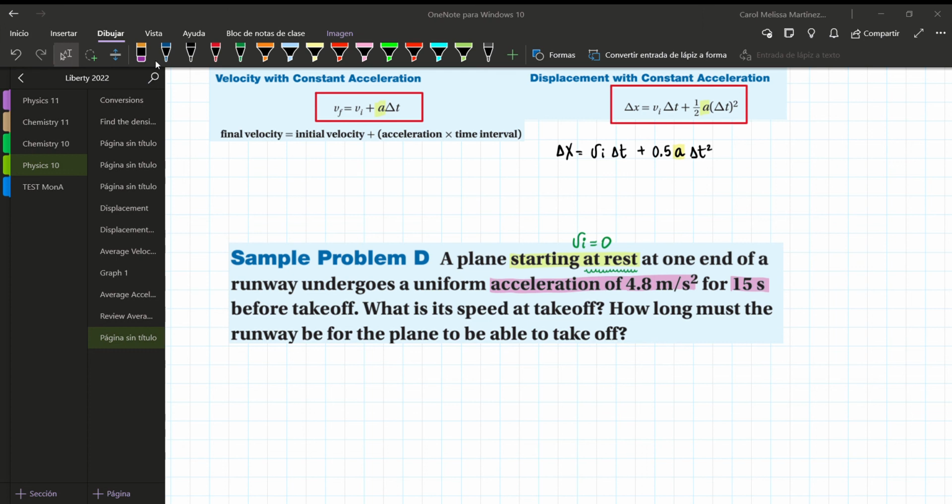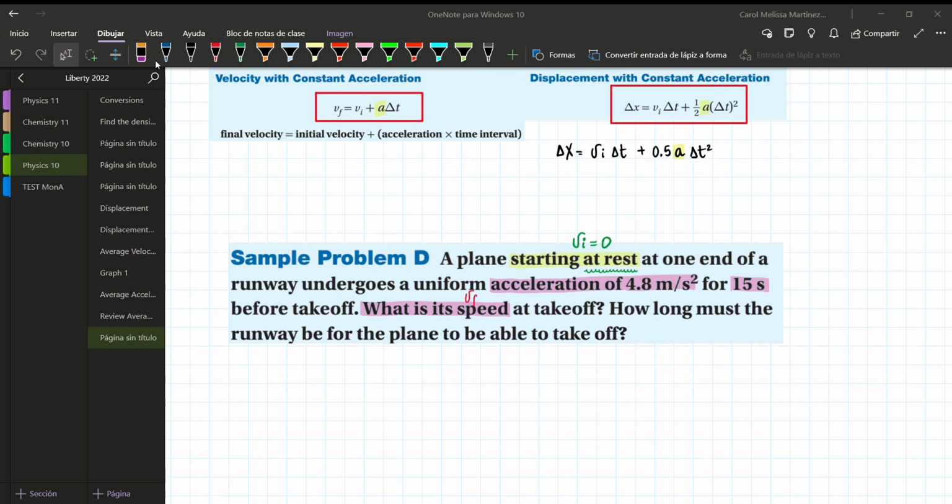What is its speed at takeoff? What is the problem asking me to find here? What is its speed? What am I looking for? Velocity, acceleration, time, or displacement? Velocity. Initial or final? So I'm looking for the final velocity.